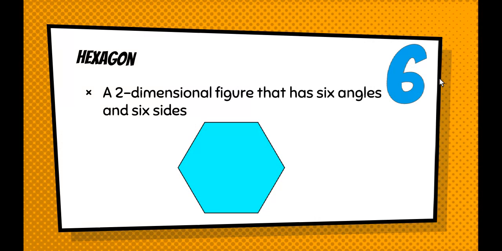So if you think about our last list, we had pentagon, which was a 5-sided figure with 5 angles. Hexagon, we just changed the root, and we have a 6-sided figure and 6 angles. So in the box beside hexagon, I want you to do your best to draw a hexagon.